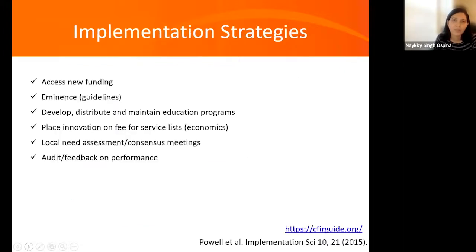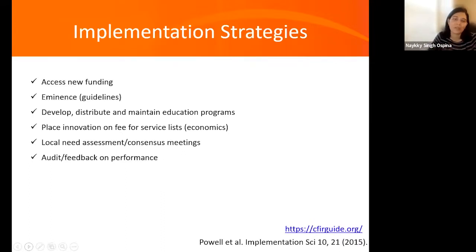So thinking of some general implementation strategies. So obviously access to new funding, right? So if you're starting a program, you're in a clinic where thyroid nodule risk stratification is not being done, then you might request funding to start the clinic now with thyroid nodule risk stratification. Another important one is eminence, which sometimes you can understand as the guidelines. And this is some of the work that the current paper is addressing, which is that many clinicians will feel comfortable following guidelines because there's a level of trust within your organization.